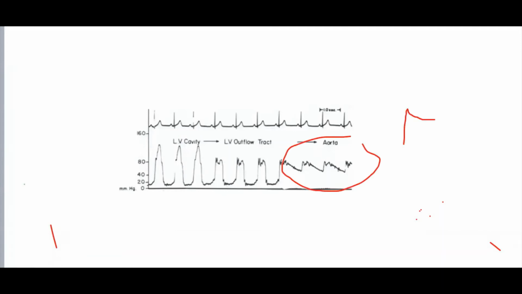Spike and dome. See the spike and dome? The spike and dome is very characteristic of HOCM. It doesn't happen with fixed obstruction. And I showed you the difference between fixed and dynamic obstruction in the second slide, if you remember. We said pulsus parvus et tardus and stuff like that, but this is a spike and dome. Spike and dome will never happen with fixed obstruction. It's only with dynamic obstruction of HOCM. So this is more of HOCM than fixed obstruction.